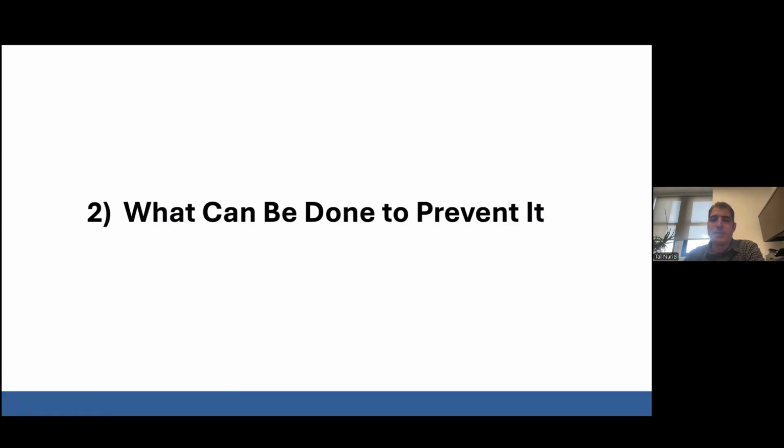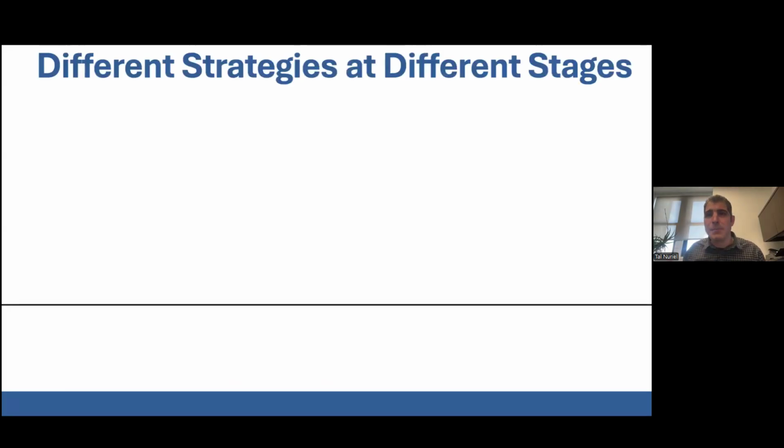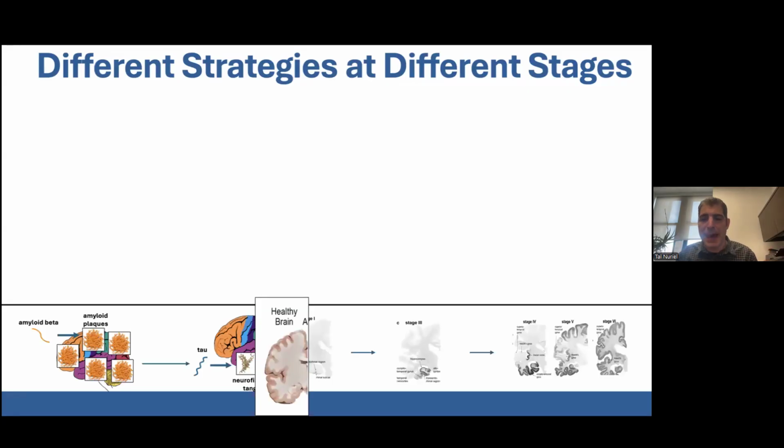I'm now going to jump into, for the rest of the talk, what can be done to prevent this, because obviously that is what anyone who carries APOE4 or has a loved one who does cares about. I've come to think about this as, I don't think there's a one size fits all, or a specific thing that's going to stop all Alzheimer's disease from happening. If that happens, that'd be great. I think of it more as different strategies having to be considered at different stages. So this is our schematic.